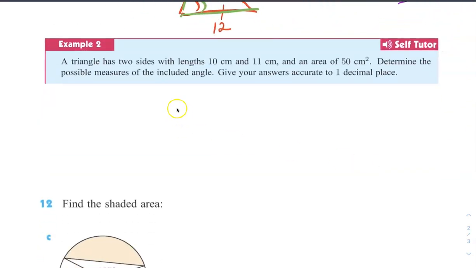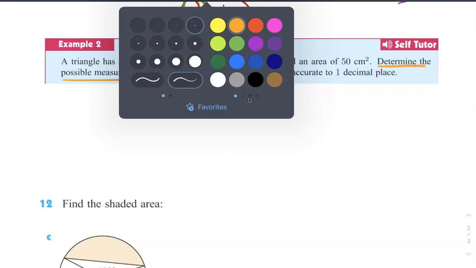More, a triangle has two sides with a length of 10 and 11 and an area of 50 centimeters squared. Determine the possible measures of the including angle. Give your answer accurate to one decimal place. Now, this is something we're actually talking about later on in the chapter. I will do it here, but we're going to talk in detail about where that comes from and why it is like that. But let's start first with the question at hand.